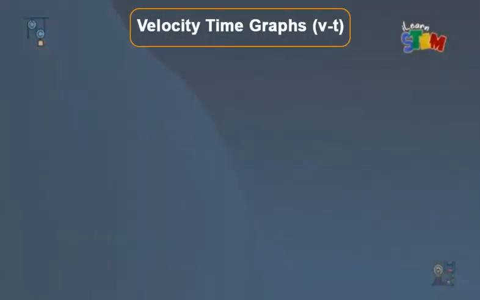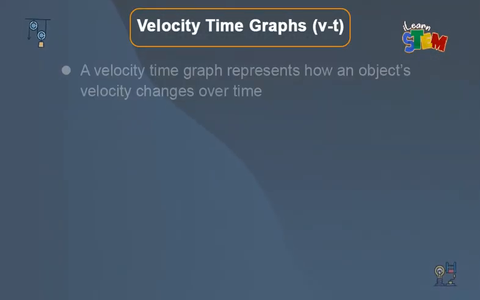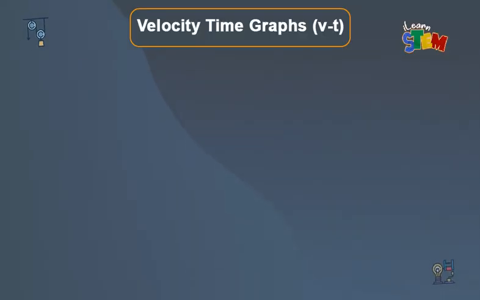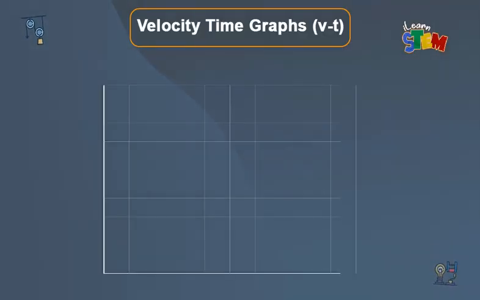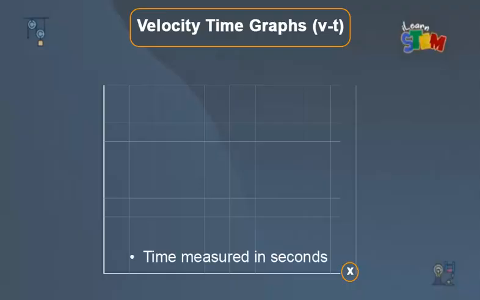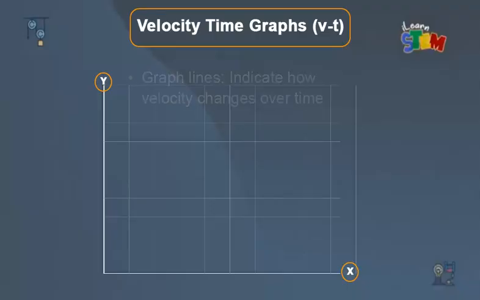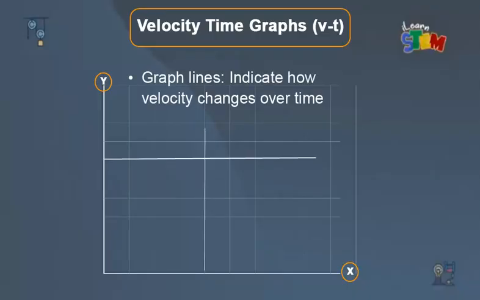Now, let's look at velocity time graphs. These graphs show how an object's velocity changes over time. It is a useful tool for analyzing motion and understanding patterns of movement. The components of velocity time graphs are the x-axis, which represents time, measured in seconds, the y-axis, which represents velocity, measured in meters per second, and graph lines, which indicate how velocity changes over time.